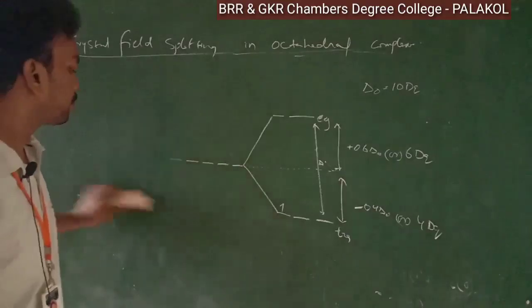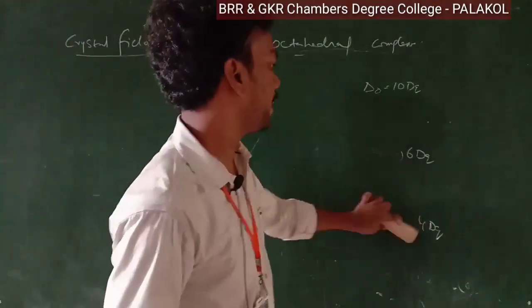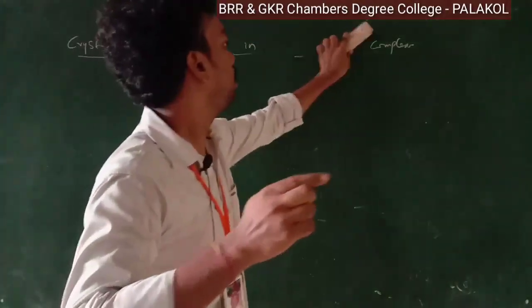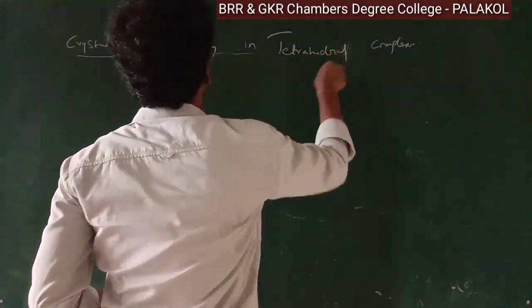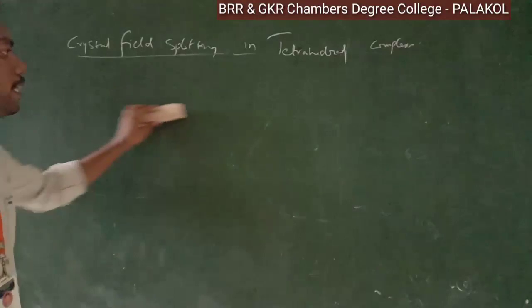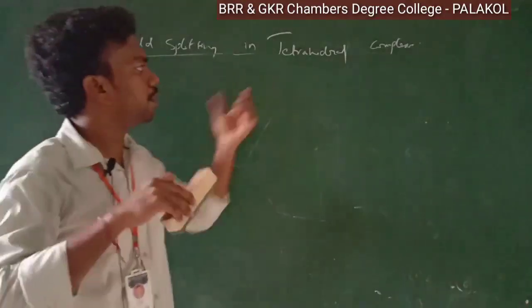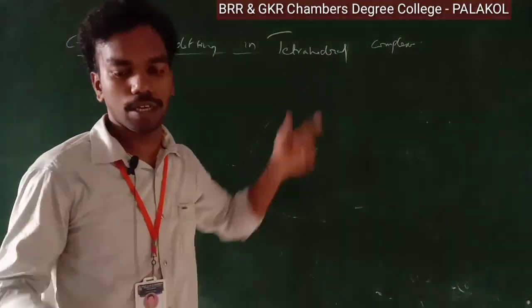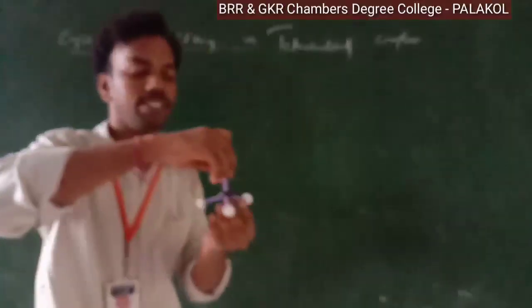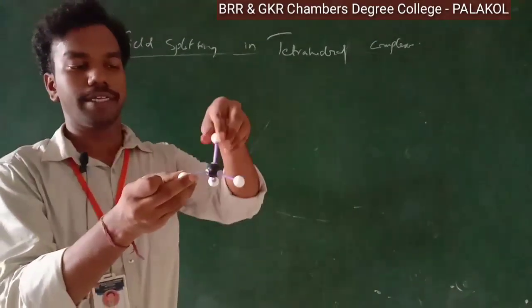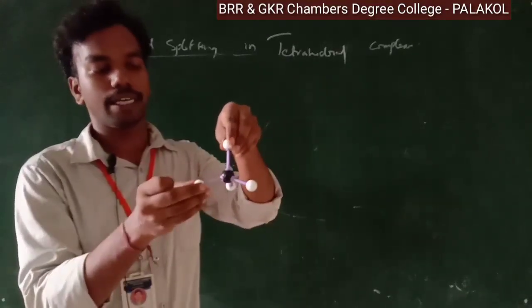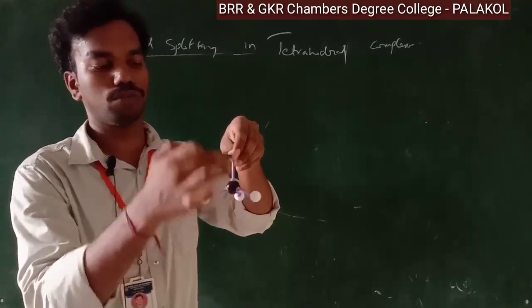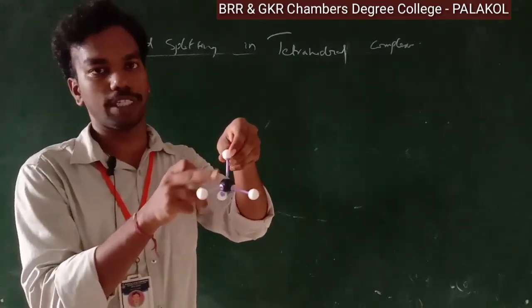Right. Next, tetrahedral complexes: crystal field splitting, the splitting of d orbitals in tetrahedral complexes. First, we have to know the geometry of tetrahedral complexes. So what is the geometry? This is the tetrahedral shape. The black ball represents the central metal atom, and there are 4 ligands at the tetrahedral corners: 1, 2, 3, 4. The bond angle here is 109 degrees 28 minutes, right?